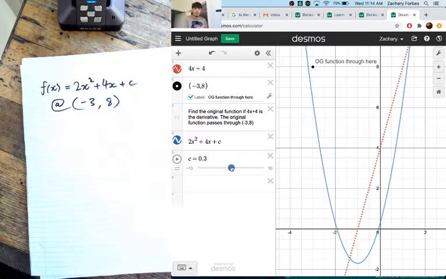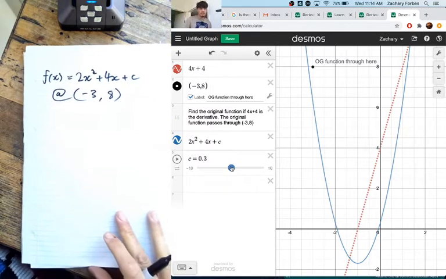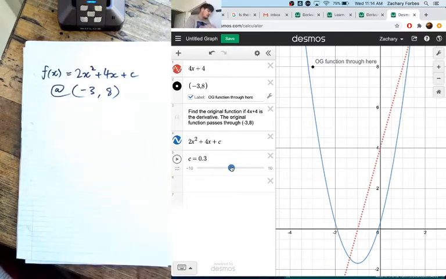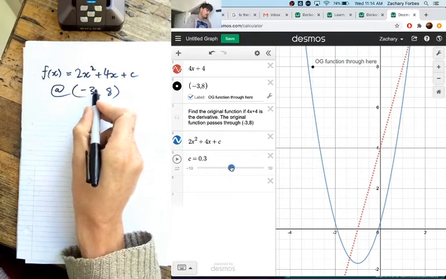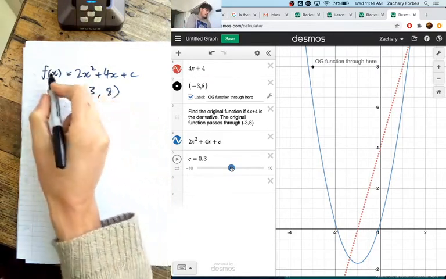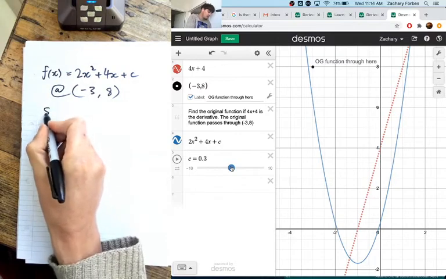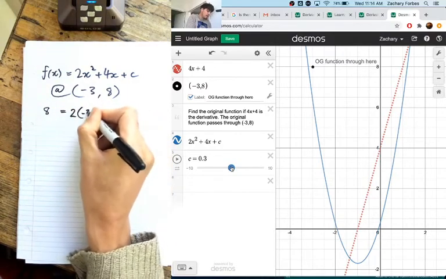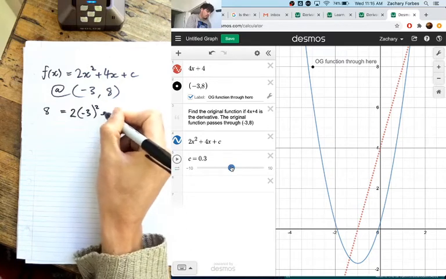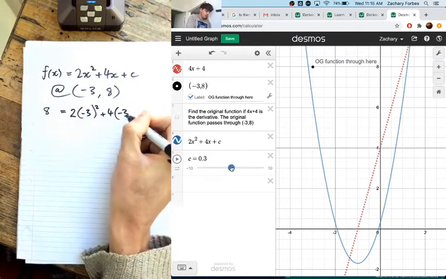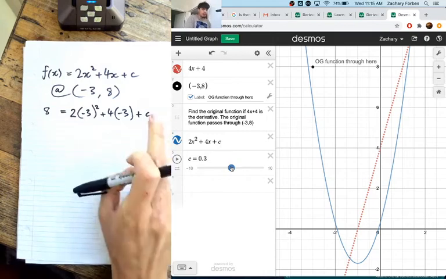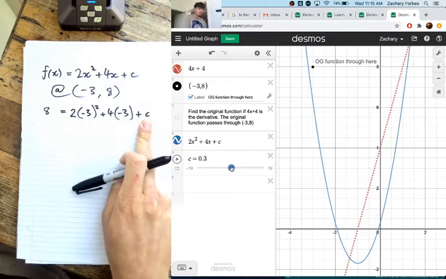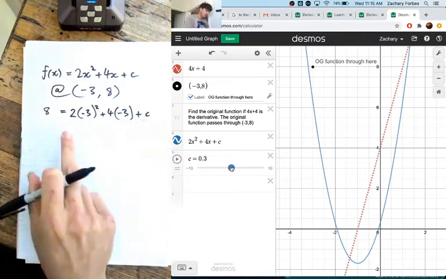Right? So all we need to do is simple substitution, and that's just going to find us c. So let's do that. -3 is going to replace our x's, and then 8 is going to be f of x. So we're going to write 8 equals 2, and then in brackets -3 squared plus 4 times -3 plus, and then there's our unknown, or our constant of integration. So let's go through and work that out.